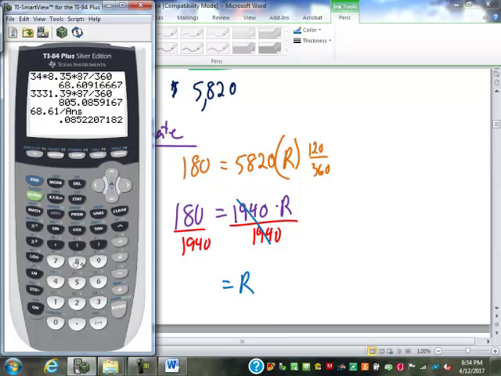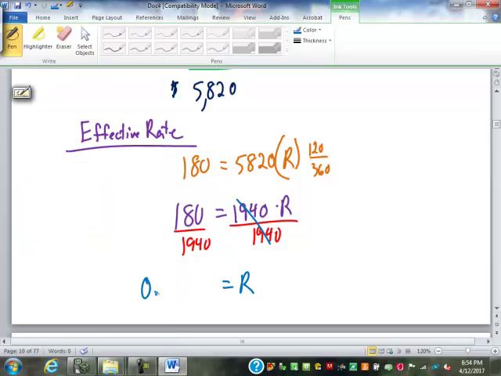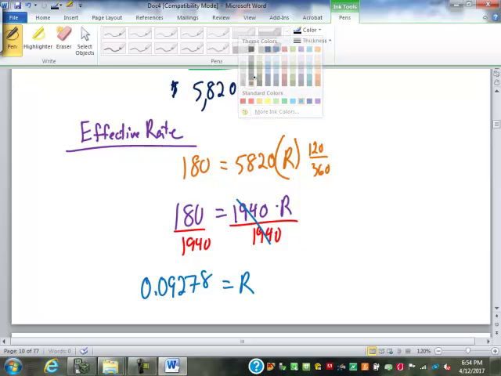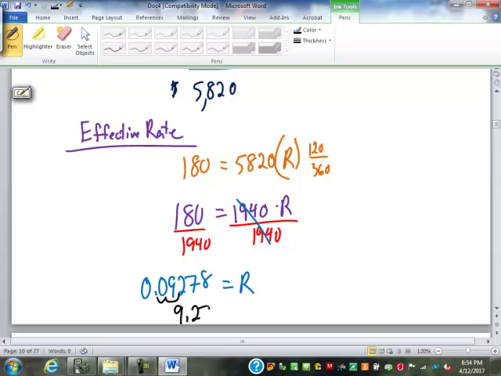So 180 divided by 1940 gives us 0.0. I left off both zeros intentionally. I'm being lazy. So it's 0.09278. And I didn't tell you what to go to, but we're going to go to the 100th of a percent. So make this 9.278%. So 9.28% is that effective rate.